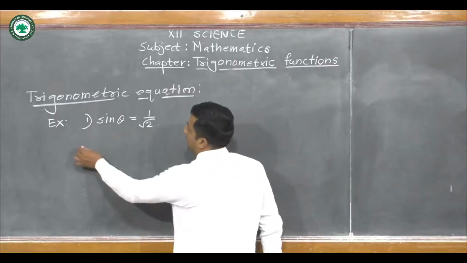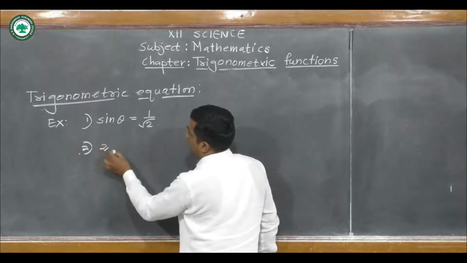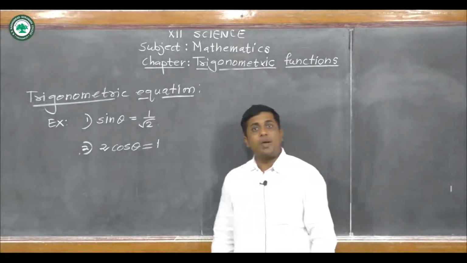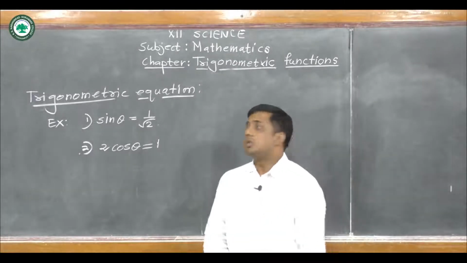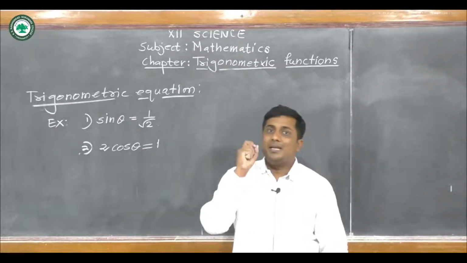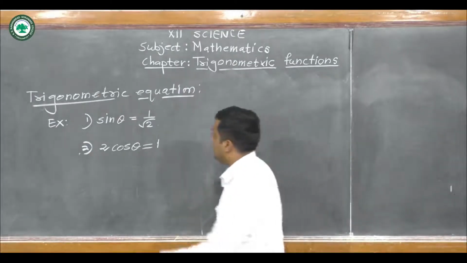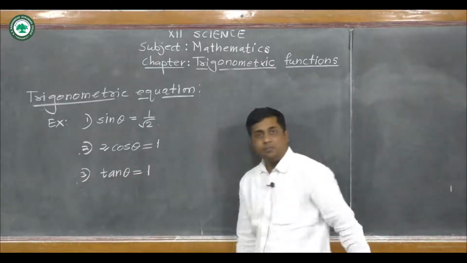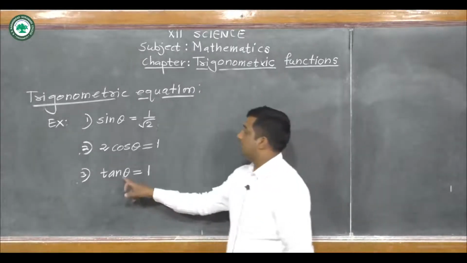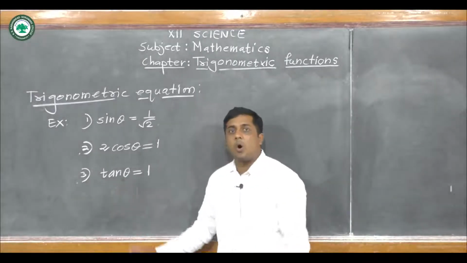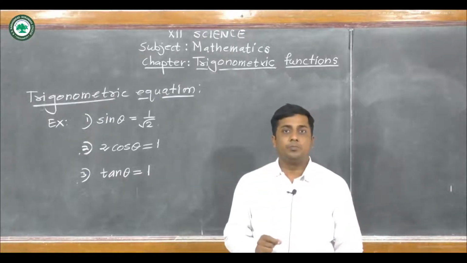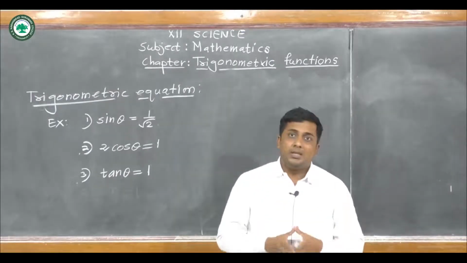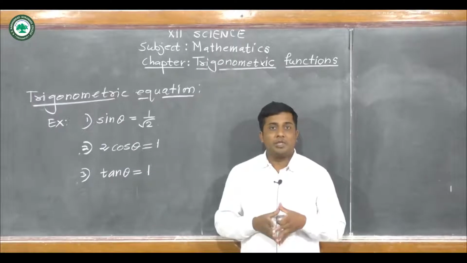Let's go with the second one. Given 2 cos theta is equal to 1. Again in this equation the trigonometric function cos is given, so this is a trigonometric equation. Let's go with the third one. Given tan theta is equal to 1. Again the trigonometric function tan is given, so this is a trigonometric equation. Remember, an equation involving a trigonometric function is called a trigonometric equation.